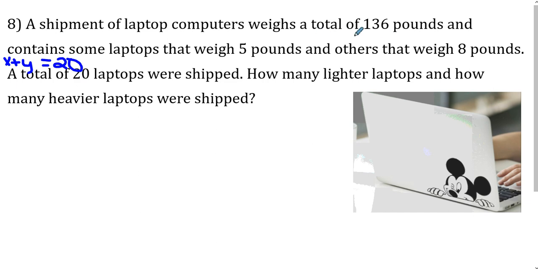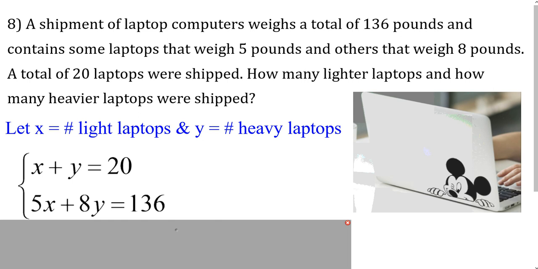Now we have another total here of 136 pounds. So I need something that equals 136. We're talking about weights, right? Well, where else do we see weights? Here and here. So we said there are 5-pound laptops and 8-pound laptops that were shipped out. It appears we have our two equations that we could use to solve our system. We've got x plus y equals 20 and 5x plus 8y equals 136.